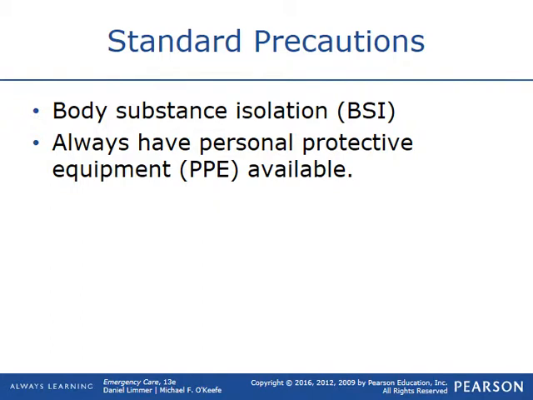Standard precautions. We refer to this as BSI, or body substance isolation. There's also personal protective equipment, or PPE. Body substance isolation will help keep fluids out of areas that fluids shouldn't be and help keep your hands clean, such as gloves, masks, goggles, and things like that. Your personal protective equipment are things such as helmets, coats, bunker pants, anything that will prevent injury while you're on scene.